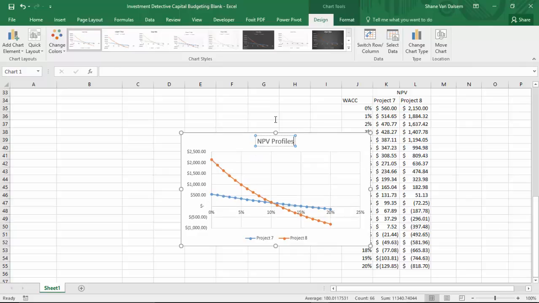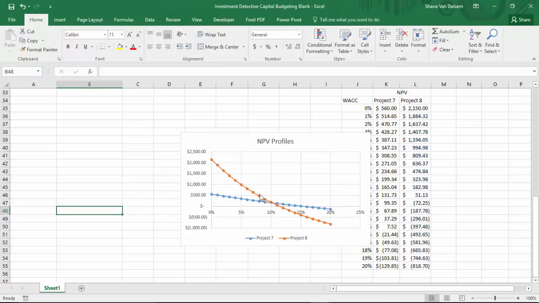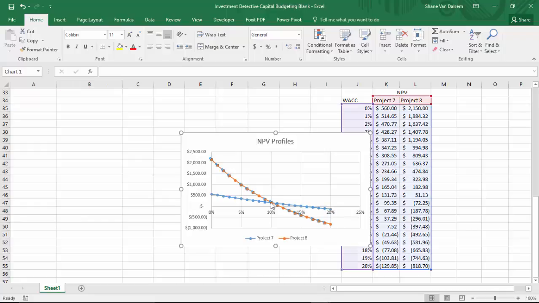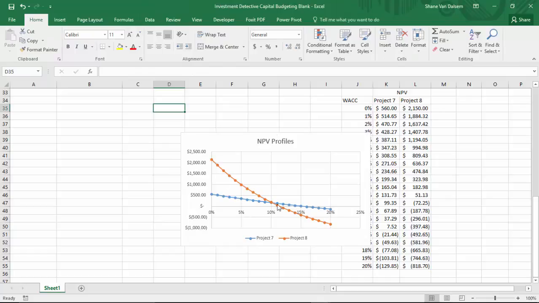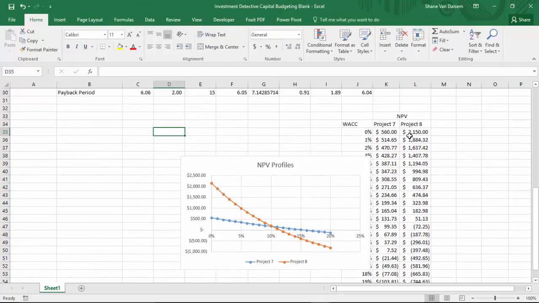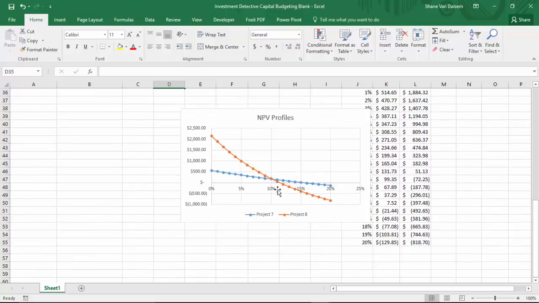And we can see here we have a crossover rate right about at 10%. So at a weighted average cost of capital of less than 10%, we'd prefer project 8 because it gives us a higher NPV. Okay. At greater than 10%, we prefer project 7 because it gives us a higher NPV.